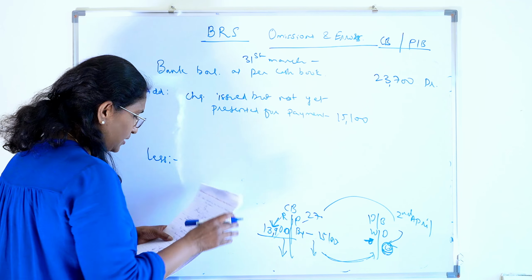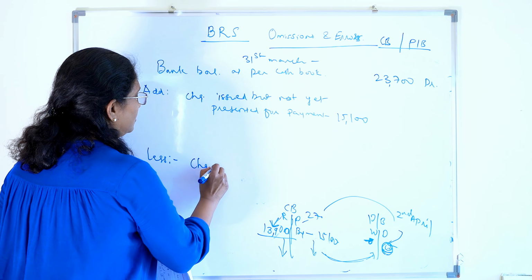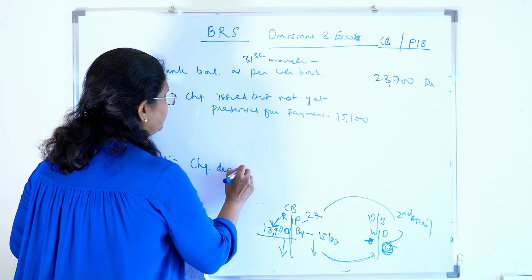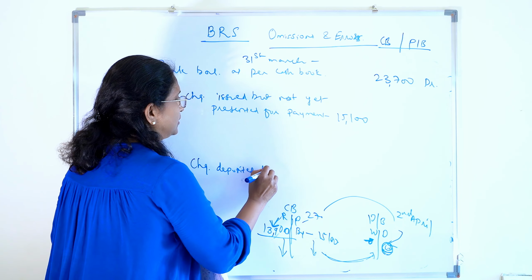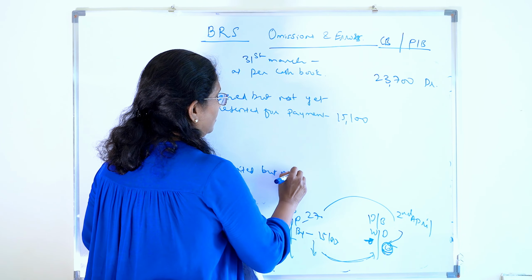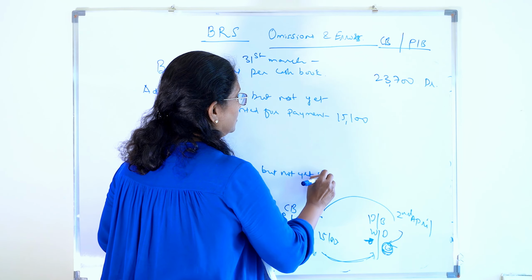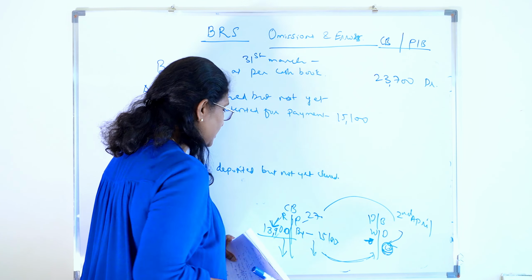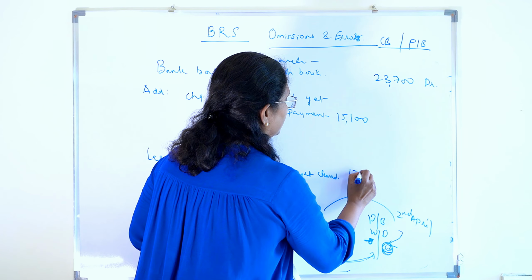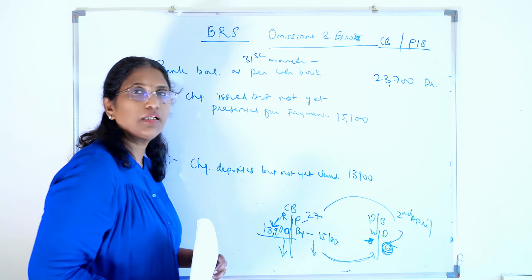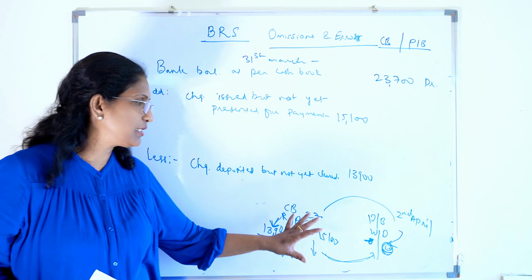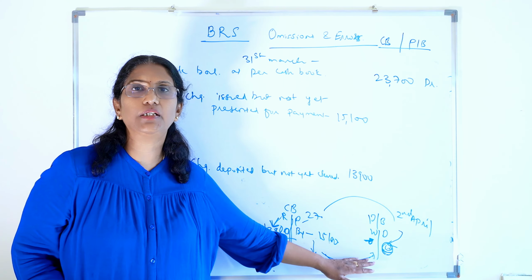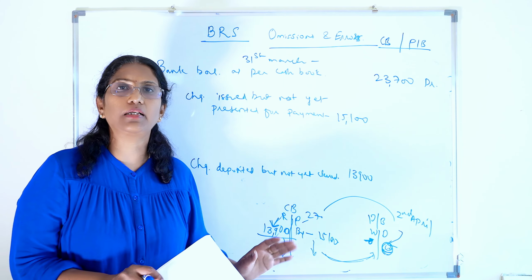So what is the amount? Check deposited but not yet cleared. What is the amount? 30,000. I hope you are understanding it. This is from the cash book to the passbook. I showed you we are trying to match it here. To which book we are going, we want exactly the same.